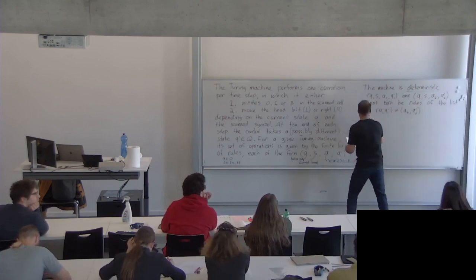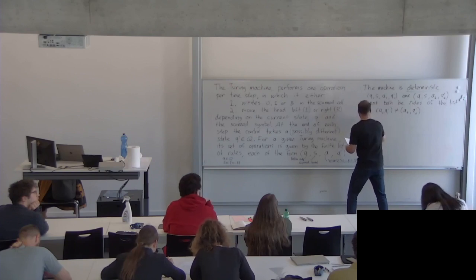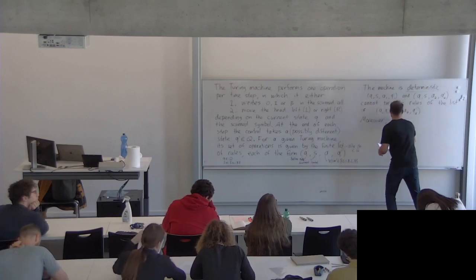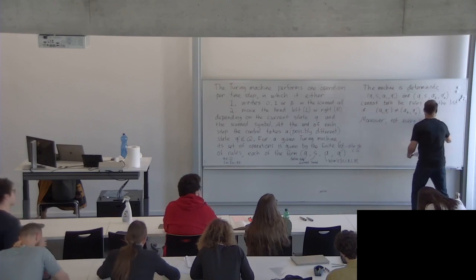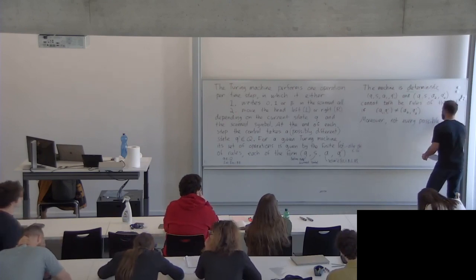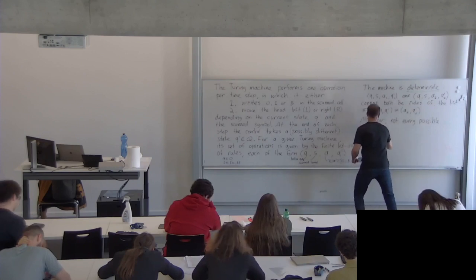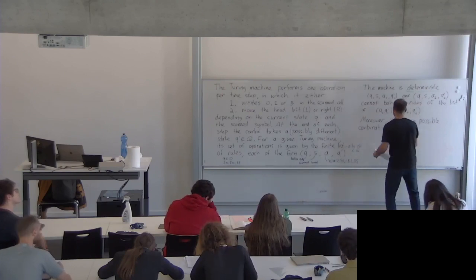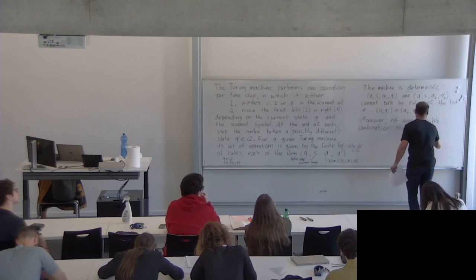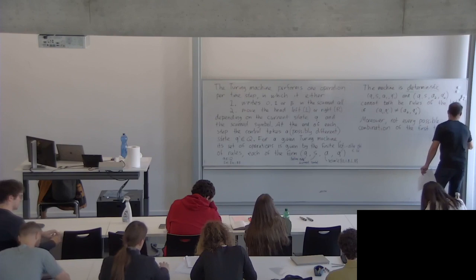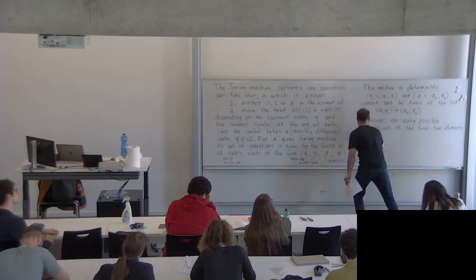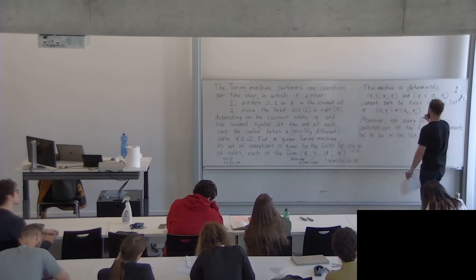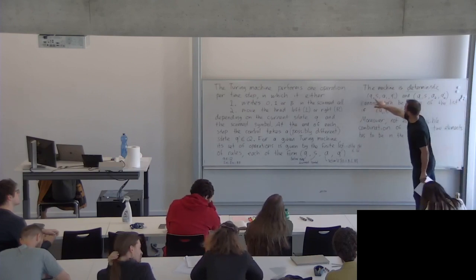Okay, and there's another constraint. Moreover, well, it's not a constraint. In fact, the other one is more liberal. Moreover, not every possible combination of the first two elements has to be in the list. The first two elements being here Q and S.